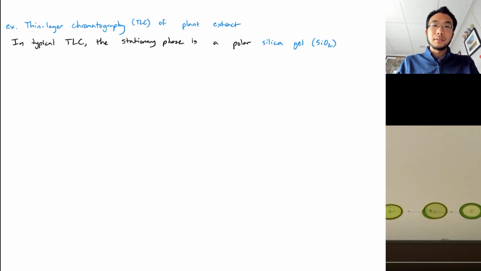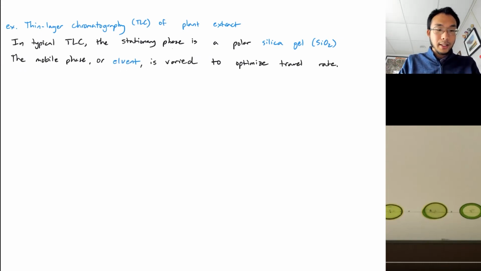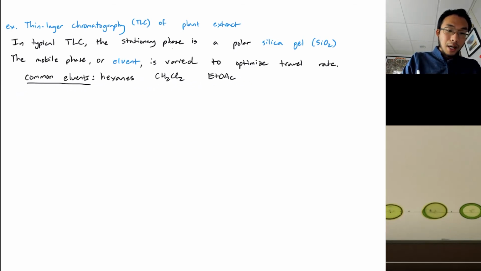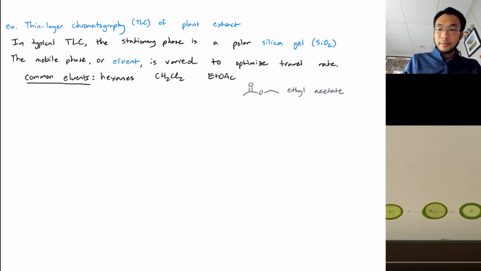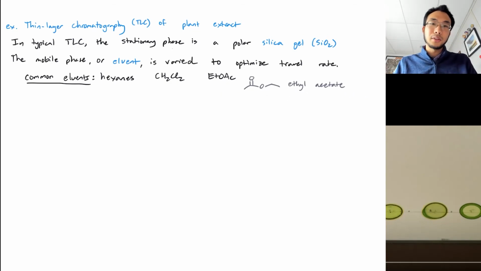The other piece of chromatography is the mobile phase, and normally for organic chemists, the mobile phase, or eluent, is varied or changed to find the optimal flow rate to be able to separate different products on the TLC. Common eluents for organic chemists are these three right here. Most commonly we'll see hexanes, with an s to indicate we're dealing with different structural isomers of C6H14, dichloromethane, and ethyl acetate, which is this line angle drawing here.